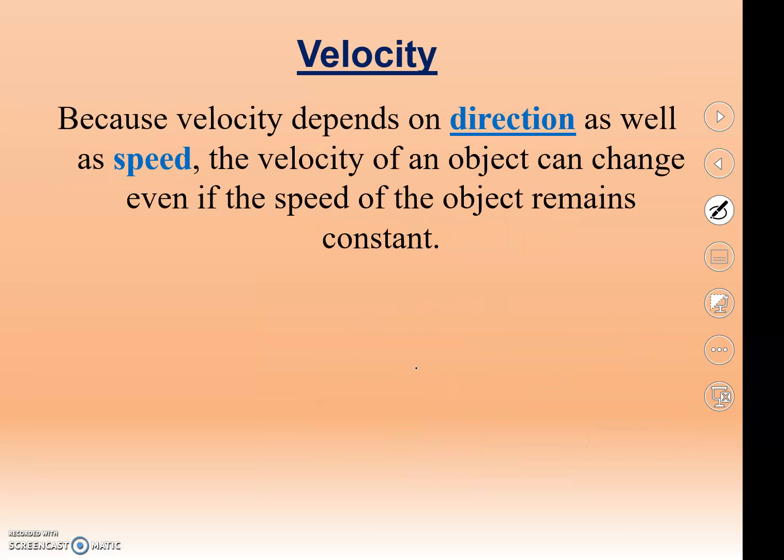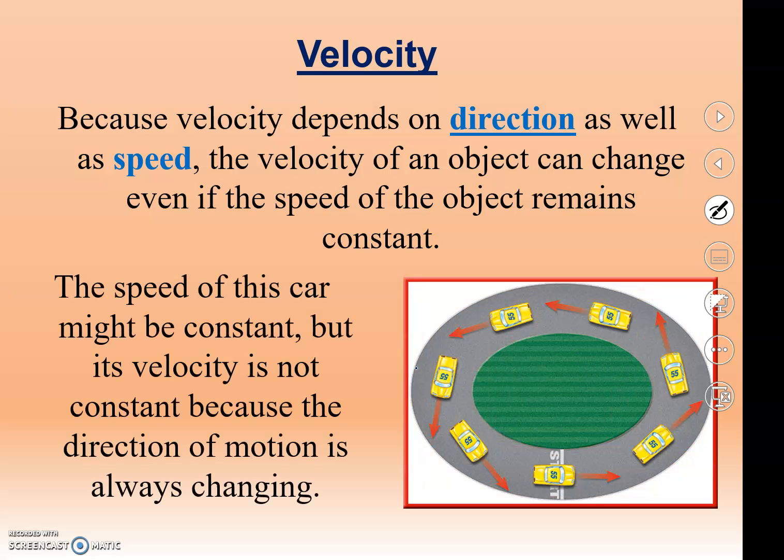All right, so again, because velocity depends on direction, as well as the speed, how fast or how slow you're going, the velocity of an object can change even if that speed remains constant. So another example that you might see is a race car. Let's say that this race car is going 55 miles per hour, and it's going all the way around the track. Maybe it's in cruise control, but we're changing direction. So even though the speed is constant, the speed is still 55 miles per hour, the direction is changing. And because the direction is changing, the velocity is changing.